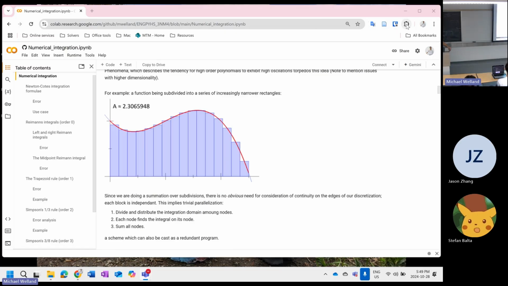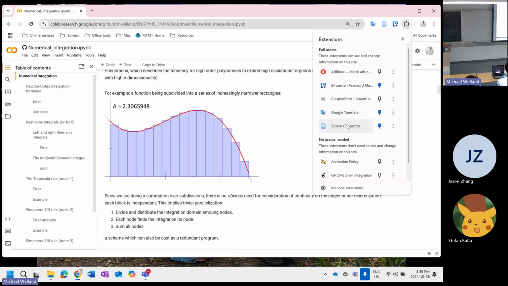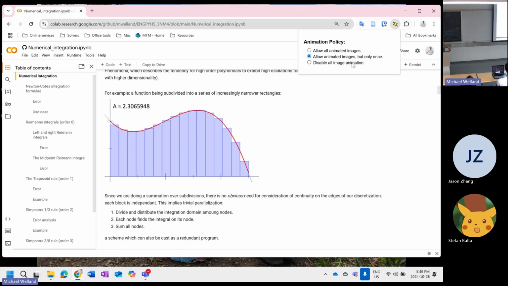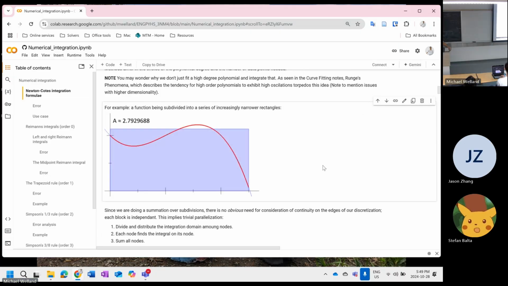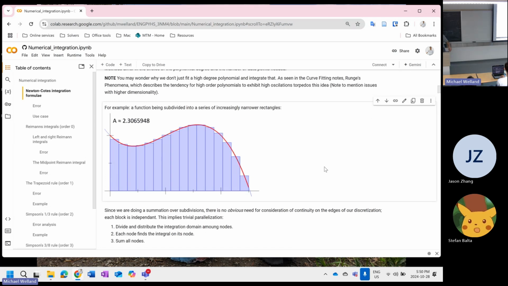I have a nice little widget here that stops all this fun stuff from constantly looping because that just drives me insane. But every once in a while, I need to reload it so that it'll actually show the animation. So this is an example of a function being subdivided. This particular one is actually a midpoint method. We'll talk about what that is. But you get the idea that as you do more and more subdivisions, you get closer and closer to the real integral, literally integration, right?